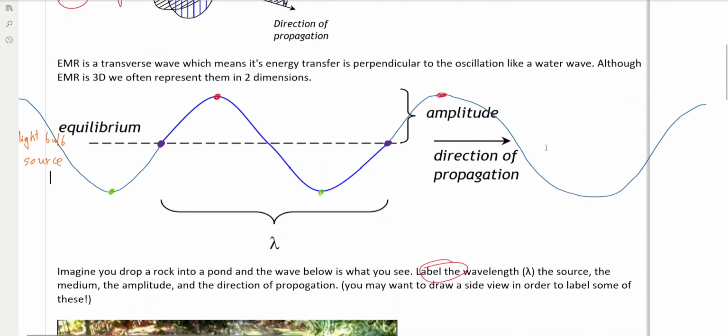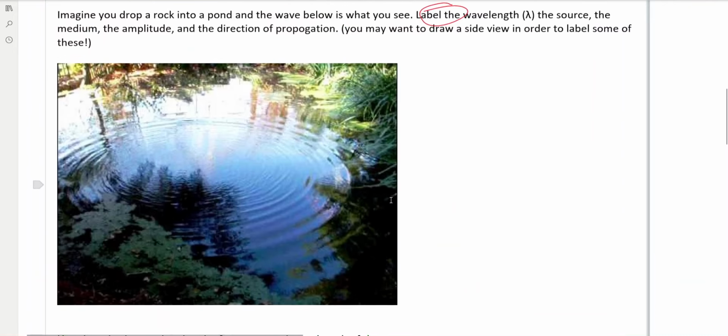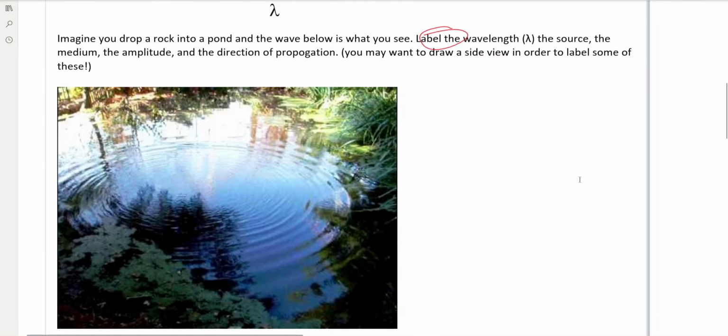Anyways, the direction of propagation is to the right. The amplitude is the height, whether that's here or the height here. Both of those are the amplitude. And the medium is the substance through which it's traveling. So for light, that could be air, that could be a vacuum, that could be all sorts of different things. But whatever that is traveling through, that is the medium. Glass, crystals, whatever.